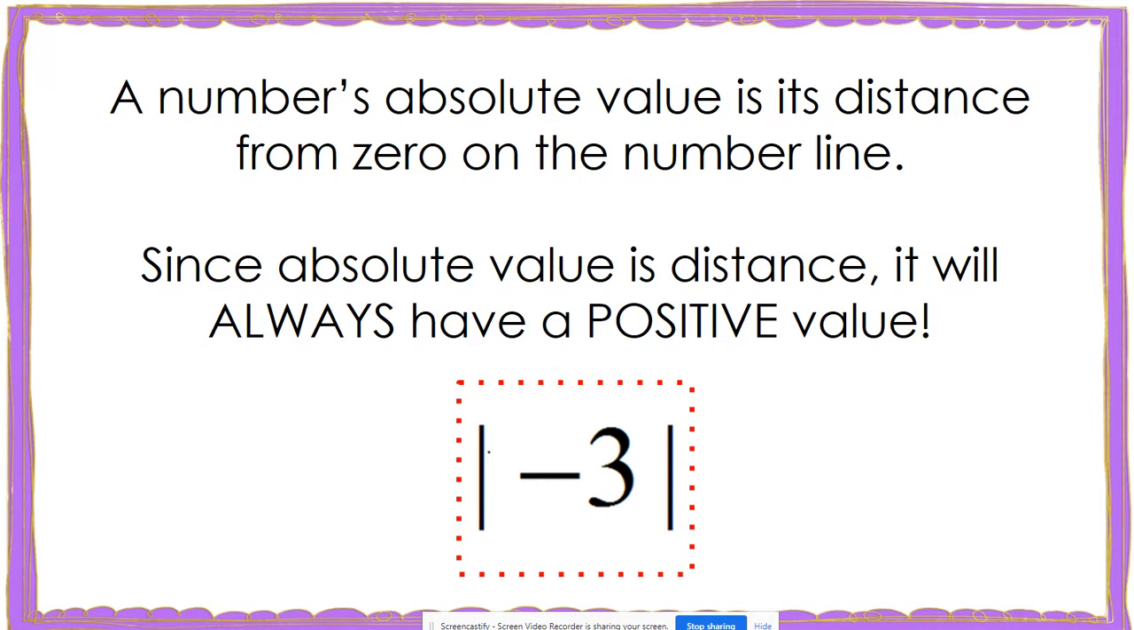Absolute value can be noted using these vertical lines. When you see these vertical lines and you notice that there is a number in between them, you would read this as the absolute value of -3.